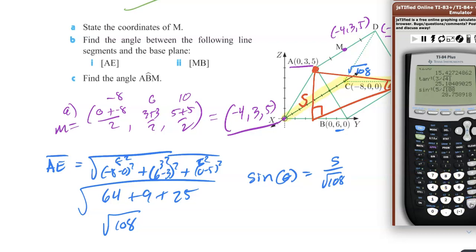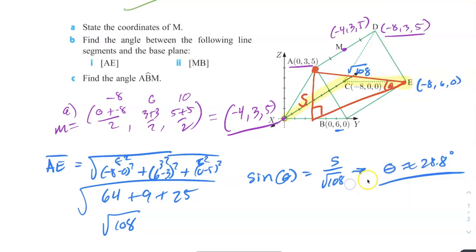So about 28.8. So there we go with that one. Now I want to find MB, so I can erase some of this stuff. Okay, I want to find MB, so from M to B. It's here to here. Now, so there's my line.